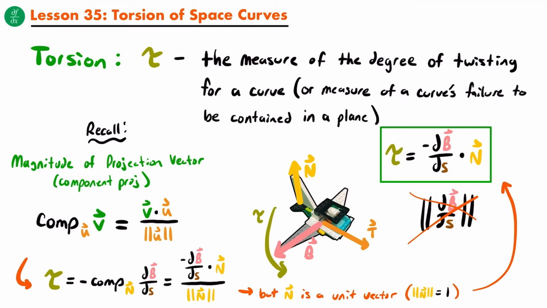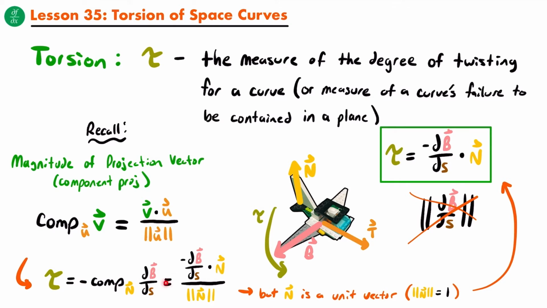All right, so if you recall from earlier in Calculus 3, when we learned about projection vectors, this is one of the formulas we learned for calculating the magnitude of a projection vector. We called it component projection. The magnitude of the projection vector of a vector v onto a vector u was equal to the dot product between those two vectors divided by the magnitude of the vector being projected onto. So in this case, the torsion is equal to the negative component projection of dB/ds onto n. All right, it's negative because we want it in the opposite direction.